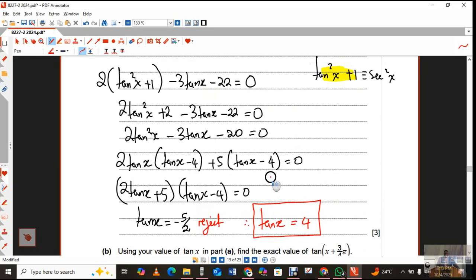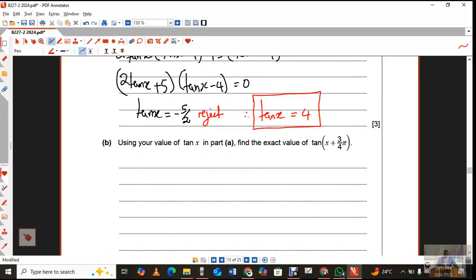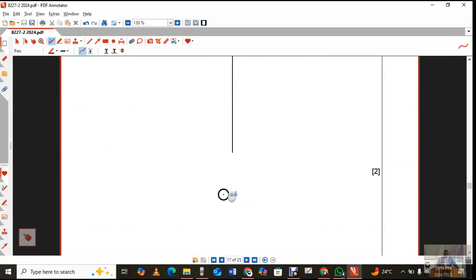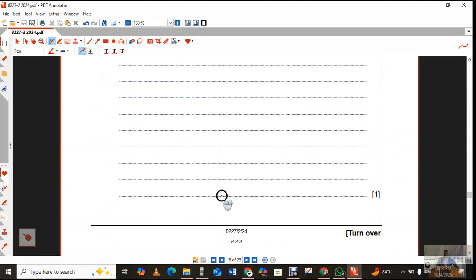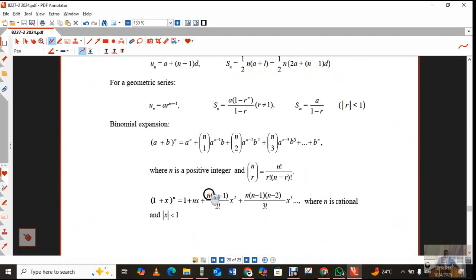Hope that makes sense. So, right, using your value of tan x, now of course you will have your calculator. Maybe I should go grab the double angle formula for tan A plus B. You can go ahead and do that, of course, in the event that you find it a bit tricky.